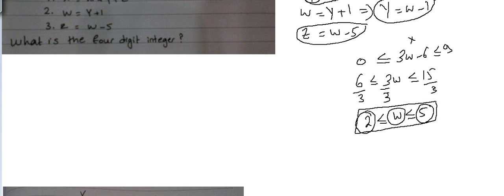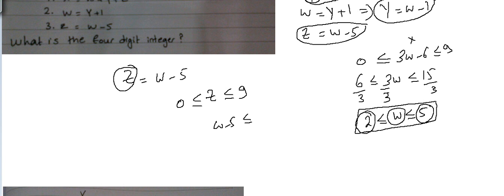What else do we have? We have z. Z is equal to w minus 5. Since z is a digit, the maximum value it can take is 9, and the minimum value it can take is 0. So also w minus 5, which is the value of z, should be between 0 and 9. Add 5 to each side of the inequality, so 5 is less than or equal to w, less than or equal to 14.